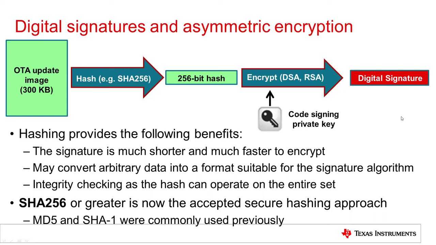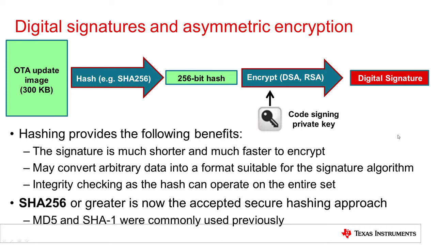Once we have the hash done, and the hash can vary in size depending on the hashing algorithm chosen, here we've chosen SHA-256. We then encrypt the hash using an asymmetric encryption operation, such as ECDSA or RSA, and that produces a digital signature. You'll notice here that the encryption is done using the private key of a key pair that's specifically used for code signing.